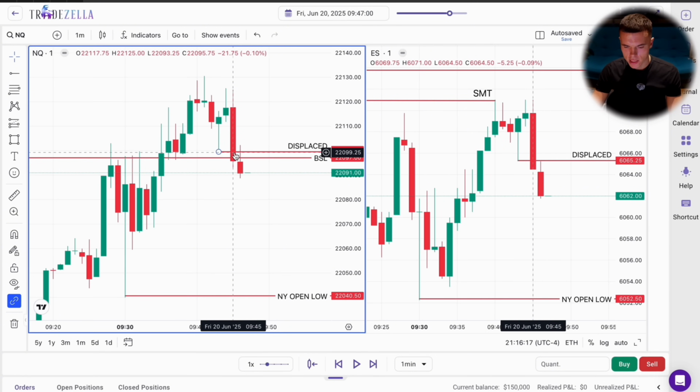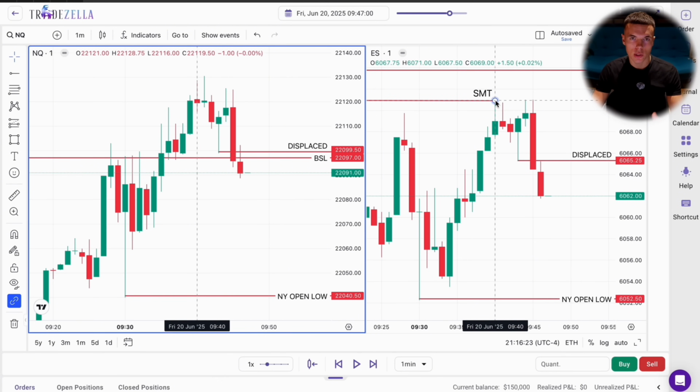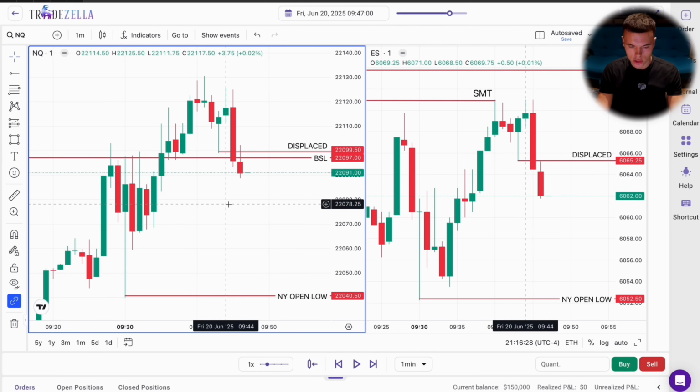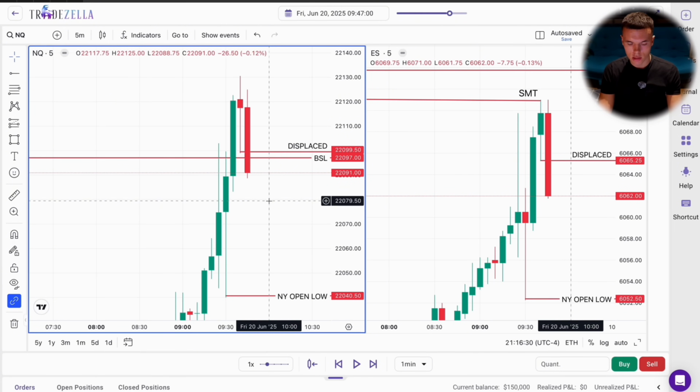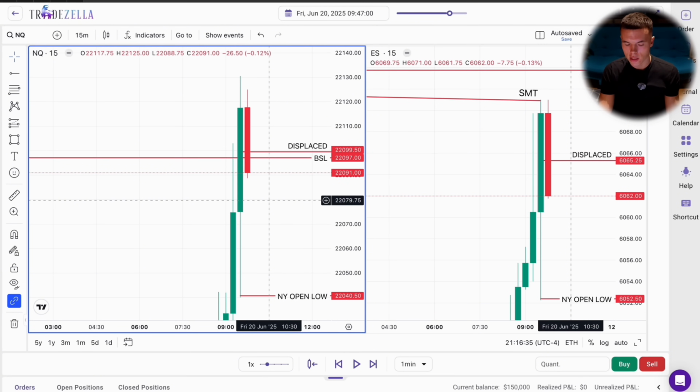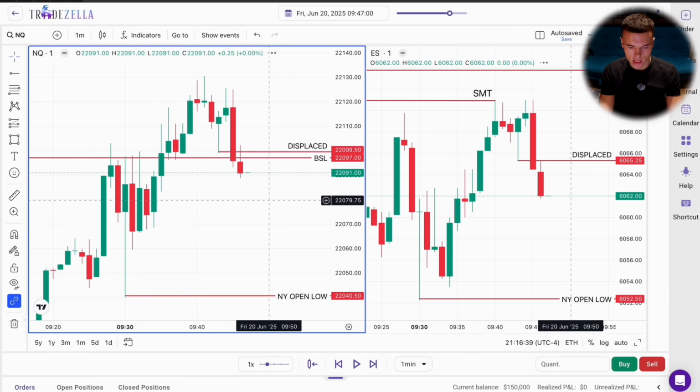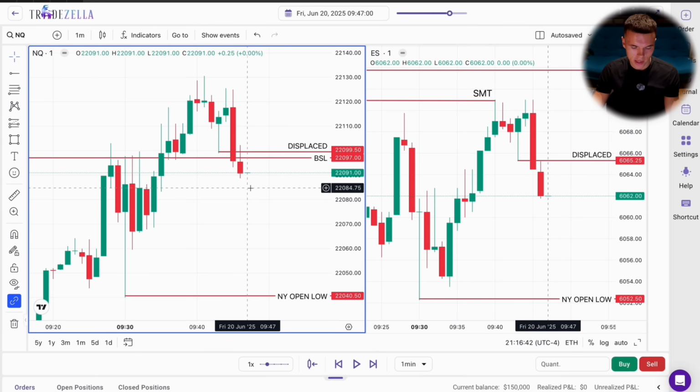So we've seen a displacement on both NQ and ES. We have a fair value gap on both NQ and ES. We have an SMT as a confluence, a sweep of liquidity following our bias, which we've already determined. Now we want to check the 5-minute time frame. We're not inside of a 5-minute bullish gap going against the trade, so that's fine. We're not inside of a 15-minute bullish gap going against the trade, so that's fine as well. We can tick that one off. Inside of macro, yes, valid stop placement.